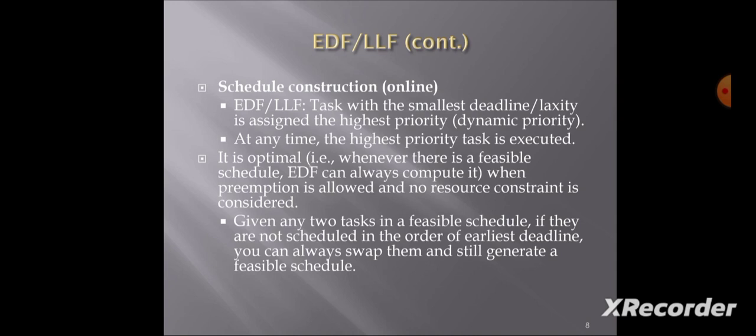If you have any two tasks in a feasible schedule, and they are not scheduled in the order of earliest deadline, then we can always swap them and still it will generate a feasible schedule. So by conclusion we can say EDF means earliest deadline first. Whichever has the smallest deadline will be given the highest priority in EDF.